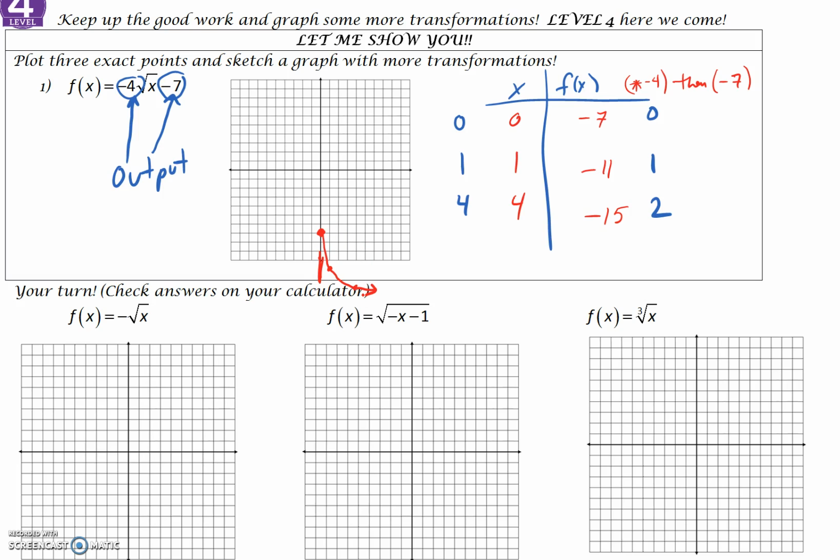So what just happened now, this -4 really changed the way that the square root graph looked. Normally the parent function would look like that, and now it's facing down. So what the -4 did, when you multiply the output by that negative, it actually reflected it down over the x-axis, and it's going in the opposite direction.